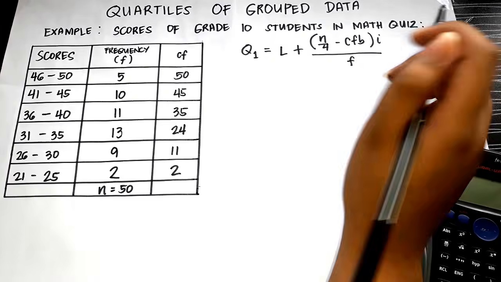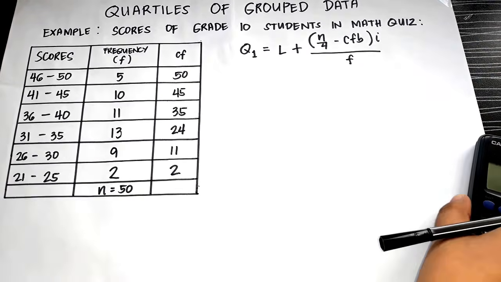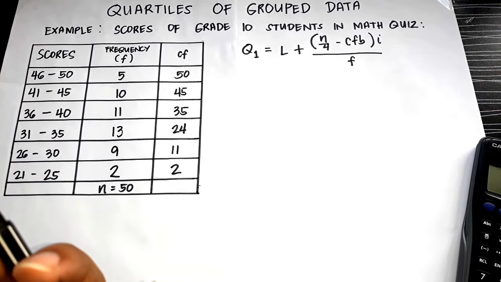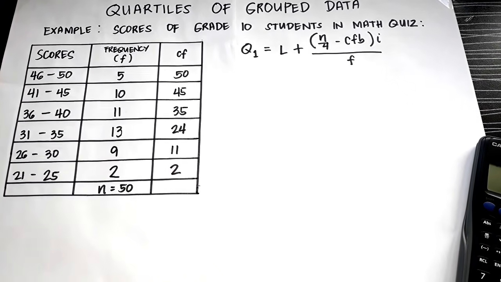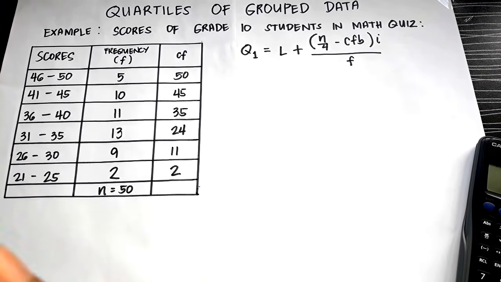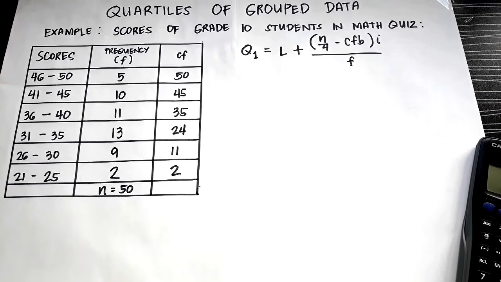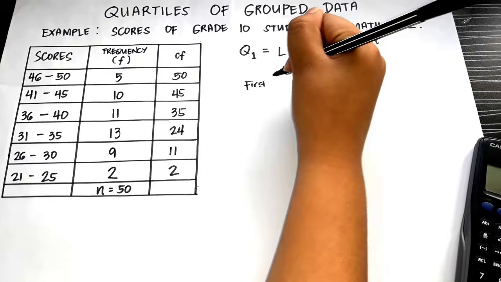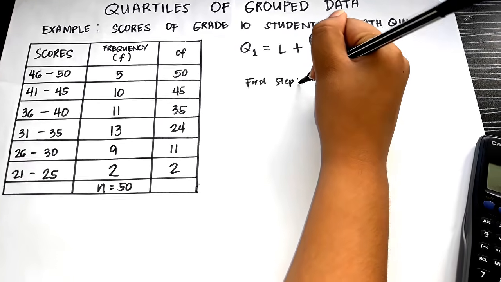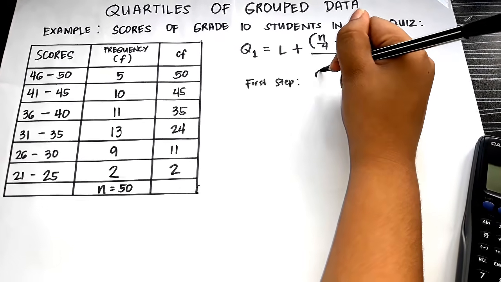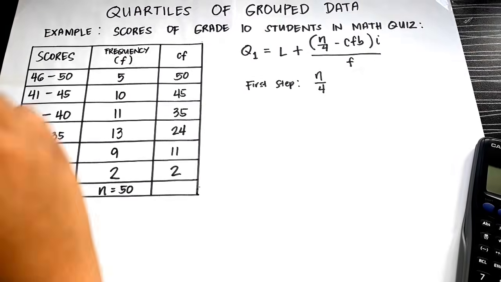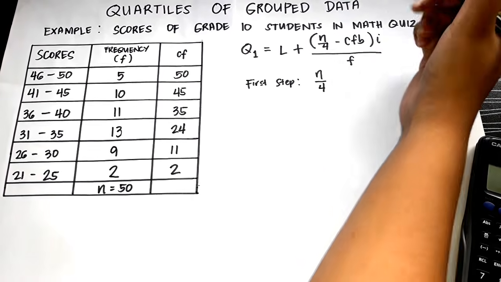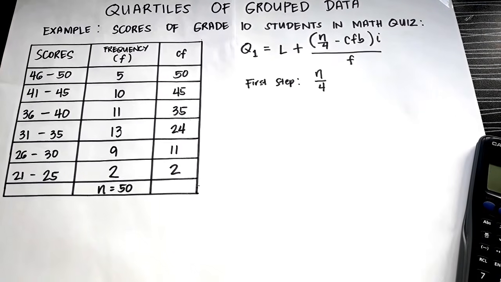Okay, so our first step in getting the quartiles, okay, this step-by-step process, lahat po na magiging process natin dito will be applicable sa lahat ng quartiles. Ang mag-iiba lang is the formula. Now, your first step is always to get N over 4. Ito lagi yung first step natin. Yung fraction sa loob ng ating formula, that should be our first step.